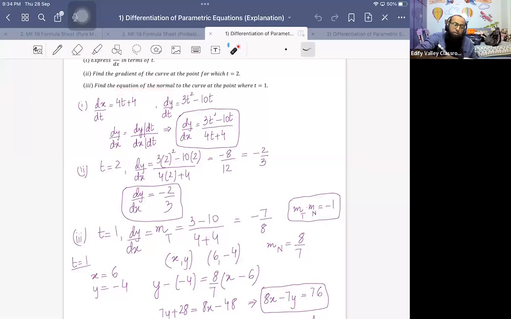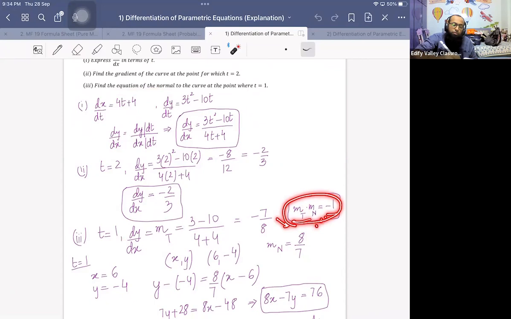So we know that the gradient of tangent and the gradient of normal, the product of both is negative 1. Why? Because they are perpendicular to each other. So the product of both the gradients is negative 1. Using this fact, or we can directly recall the concept of negative reciprocal. From this fact, we know that the gradient of one is the negative reciprocal of the gradient of the other.